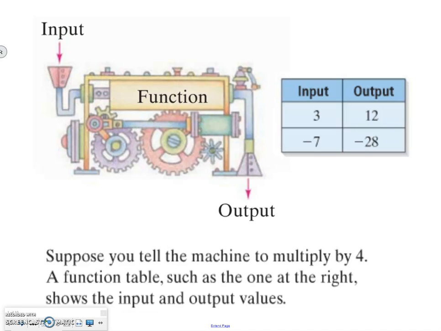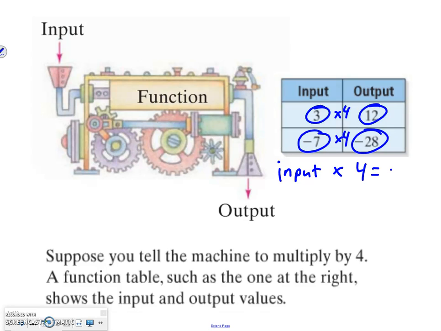If you look at this little table right here, we input a 3, and the machine has output a 12. That same machine, if we input a -7, will output a -28. You can see that it looks like a multiply by 4 relationship. So this function machine is taking our input and multiplying it by 4 in order to get our output. This is kind of the general idea of what we are doing today.